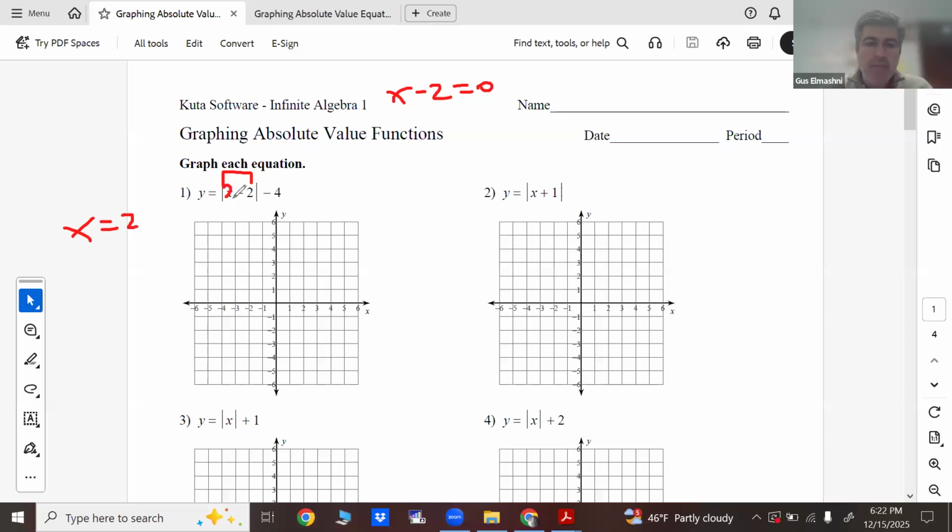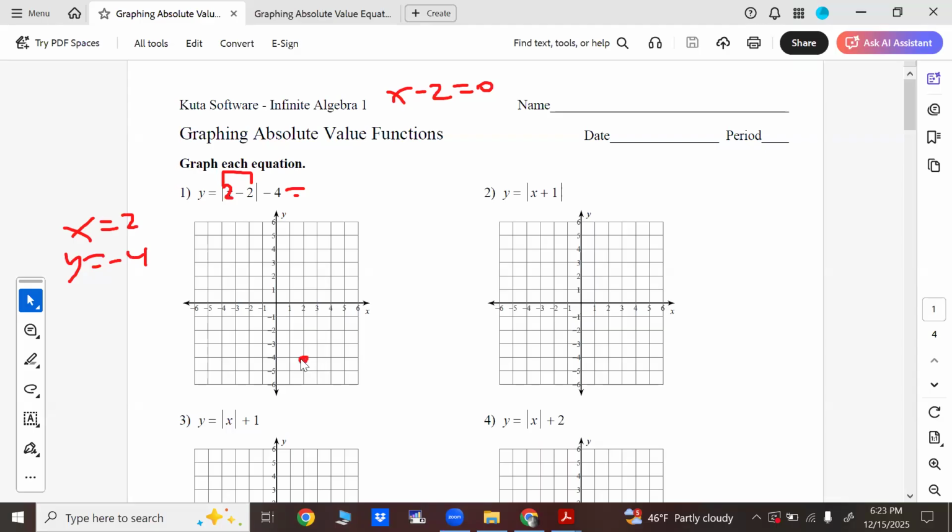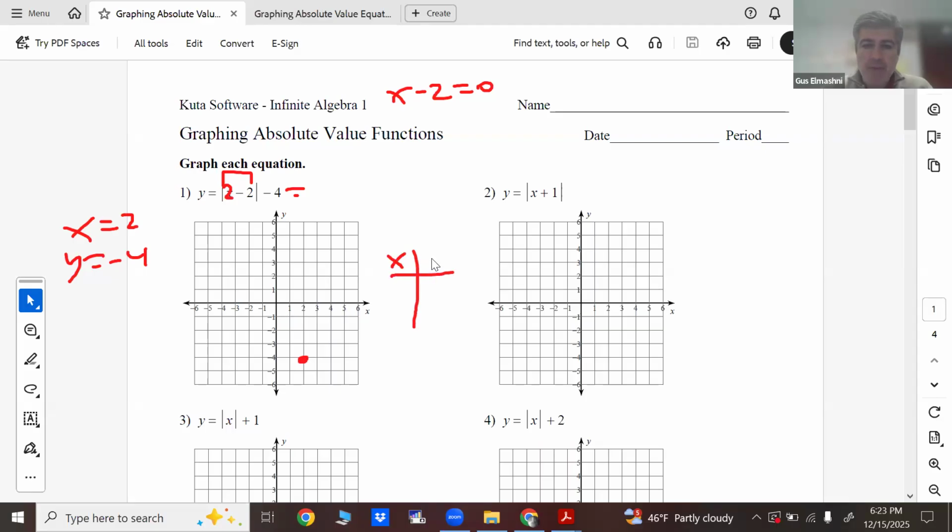And we throw 2 back in. What does the whole thing become? You throw two back in, so two minus 4. Good. Negative four. So you plot that point. And you know it's a V shape, so we just plug in numbers close to 2. What are numbers close to 2 that I could plug in? Three, one.